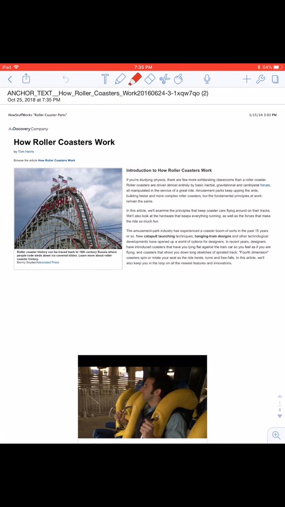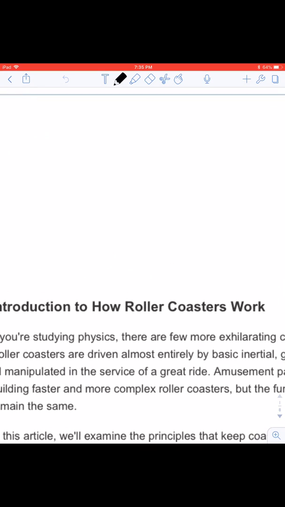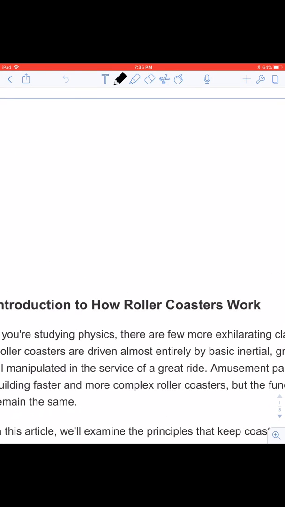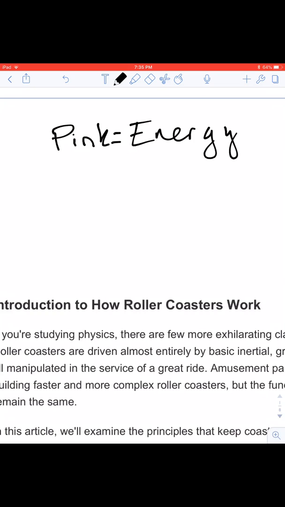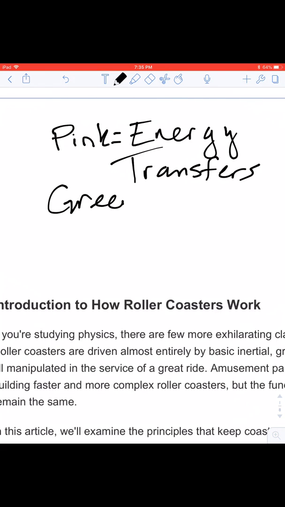All right, and now we need to make a key so we know what we're looking for as we mark this up. Up here at the top, I'm going to make my key, and I'm going to use pink to represent anything that has to do with energy transfers. And I'm going to make anything green be about energy conservation.